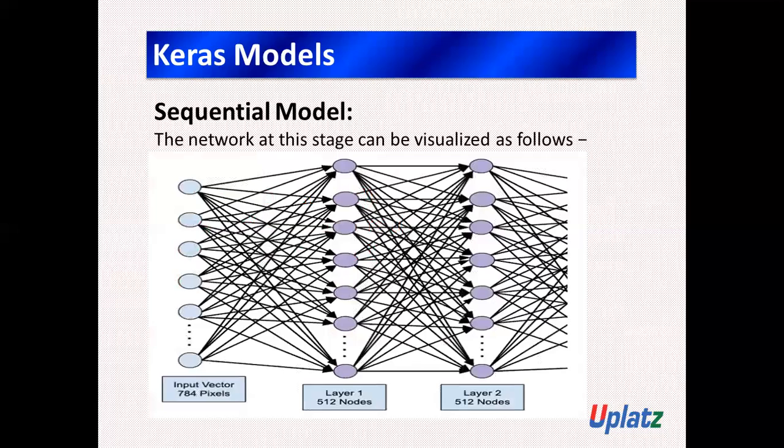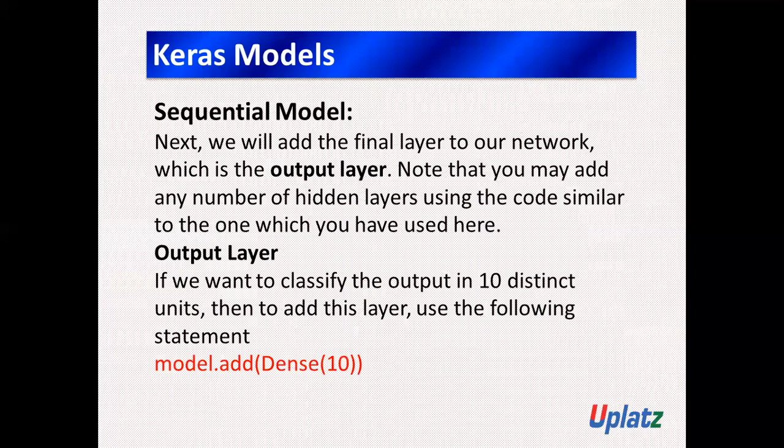Once you have added the hidden layers, the next thing is you need to add the final layer to your network. That is the output layer. If we want to classify the output in 10 distinct units, then to add this layer, use the following statement: model.add dense of 10. Got it? This means you want to classify the output in 10 distinct units.